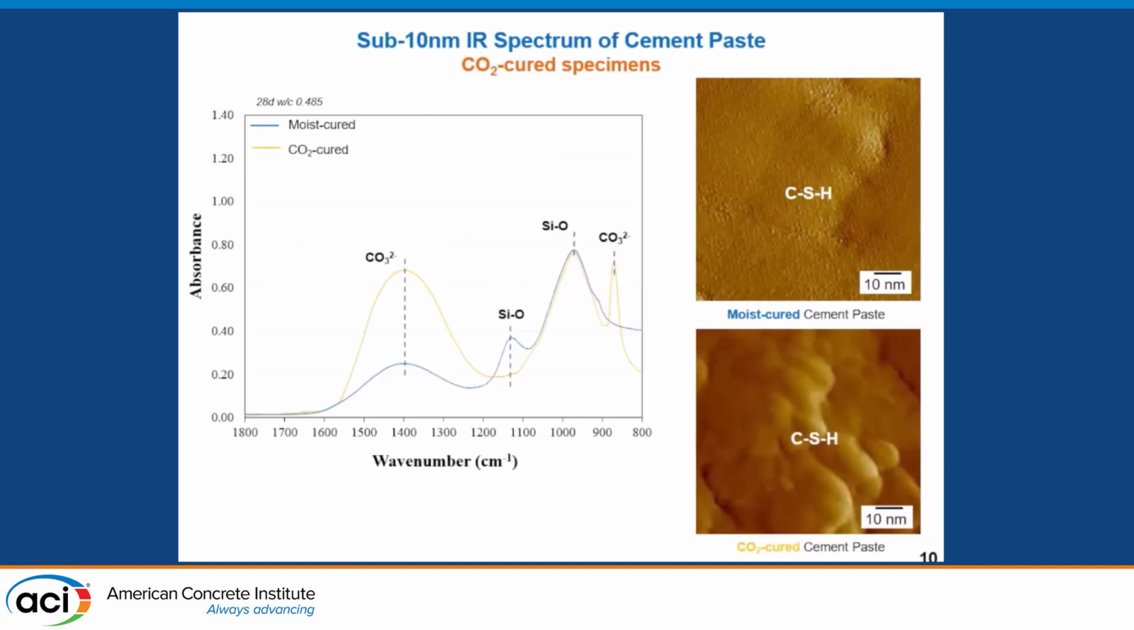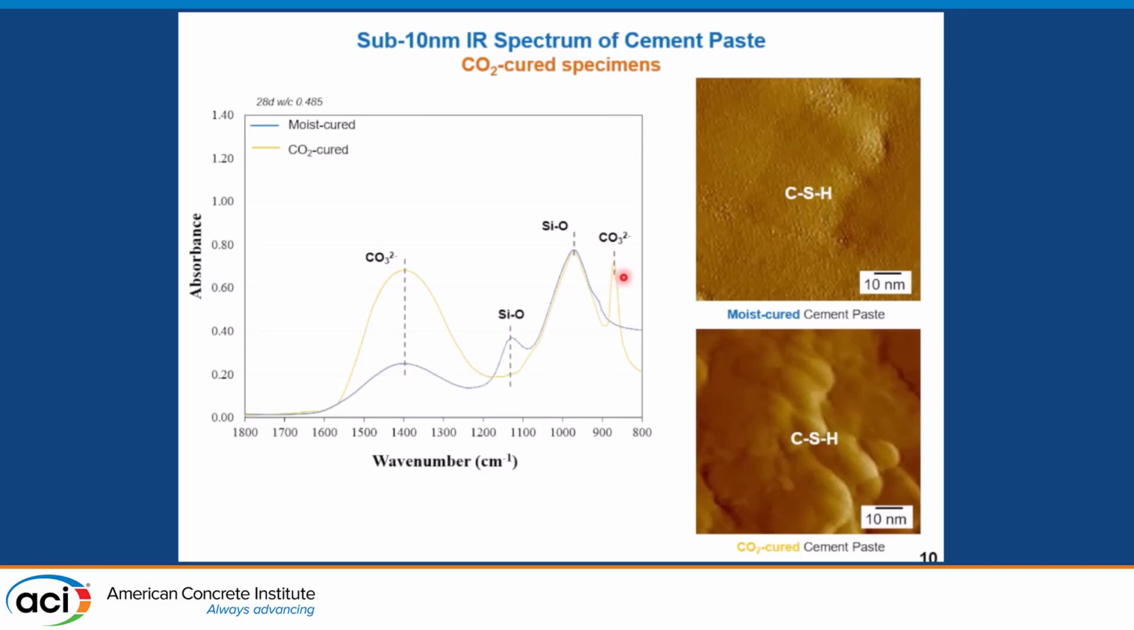Now, in this slide, you see a comparison between the moist specimen and the carbonated specimen. And notice here how the CO3, the carbonate ion peak, is enhanced. This shows that the specimen was exposed to a carbonation procedure. And we also identified a second CO3 peak that appears at around 870 wavelength, again due to carbonation.